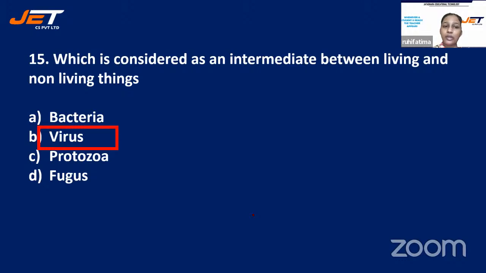Why is it so? Let me tell you. Because when a virus is outside a living body, it behaves as a non-living organism. And as soon as it enters a living body, whether inside the plant body or the animal body, human beings, any living body, it starts behaving as a living organism. And that is why it is considered as an intermediate between living and non-living things.